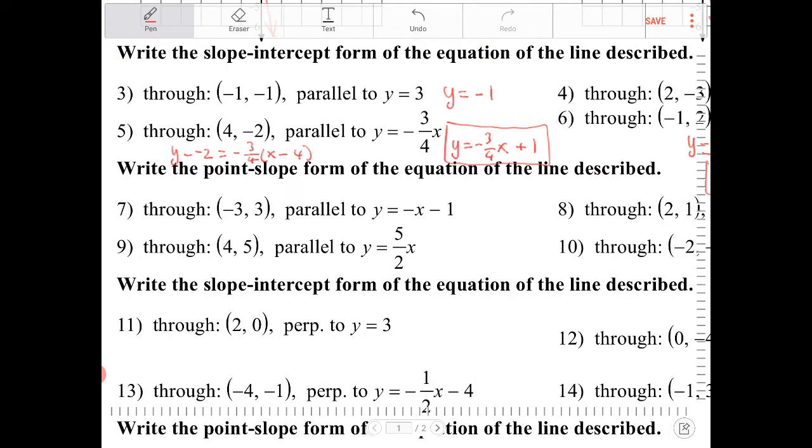All right, write the point slope form of a line. This is even easier because here we don't even have to convert from point slope form into slope intercept form. So the slope here is negative 1. So it's simply y minus 3 is equal to negative x plus 3. That's it.